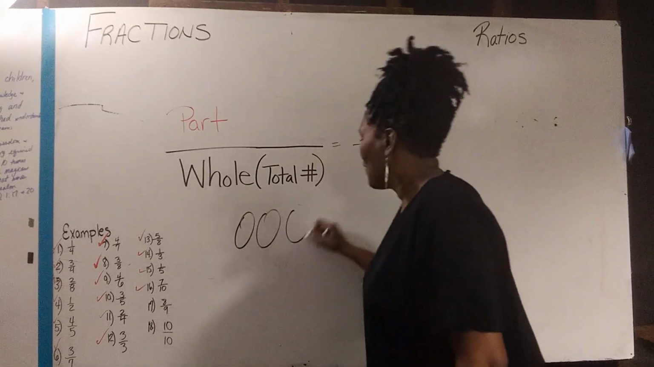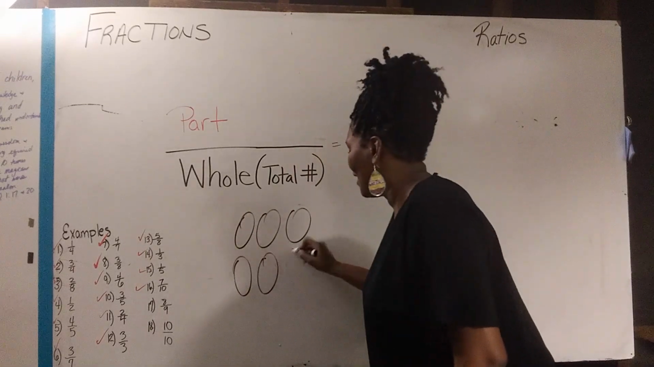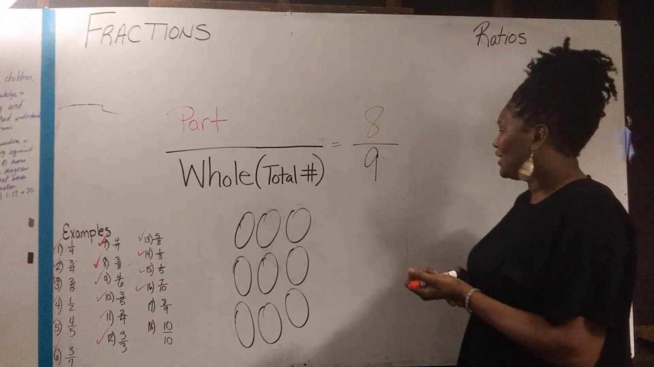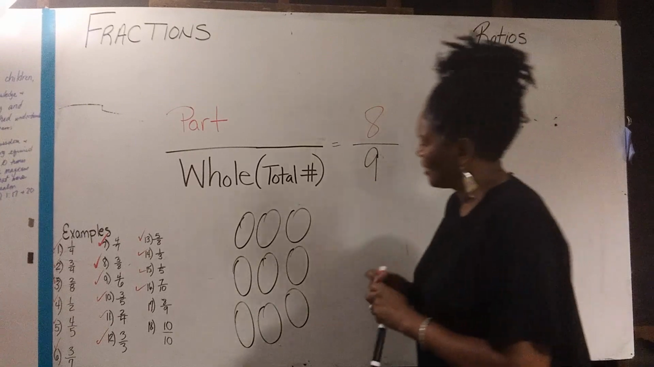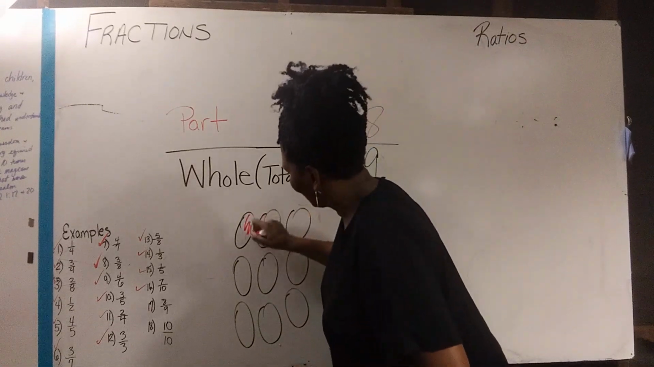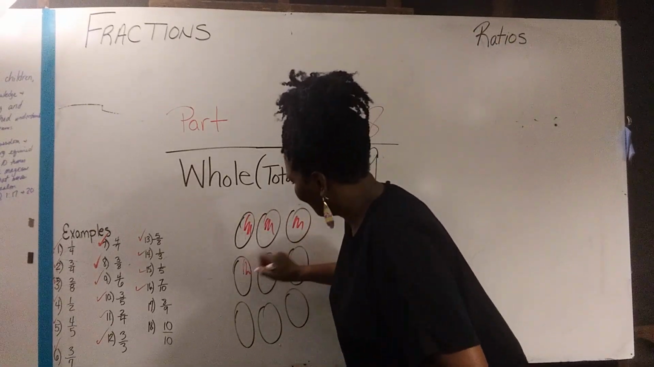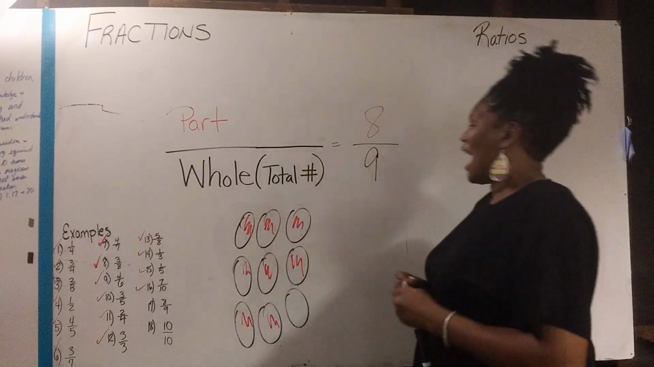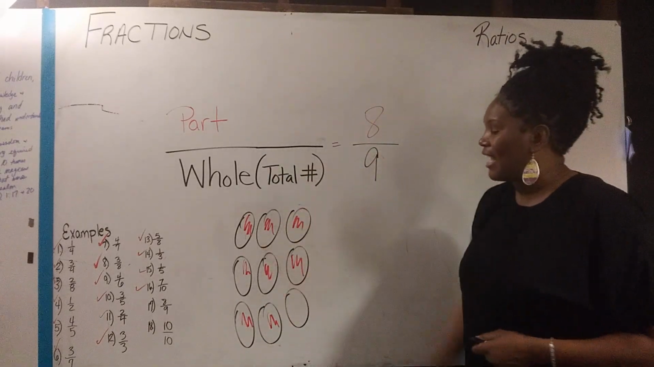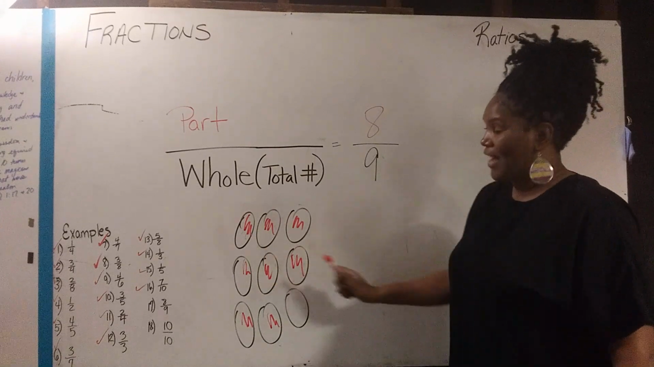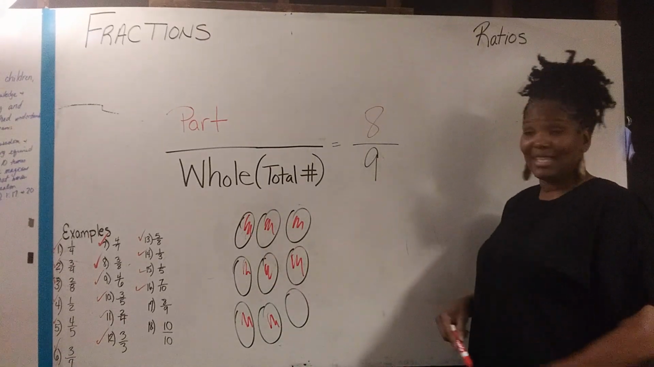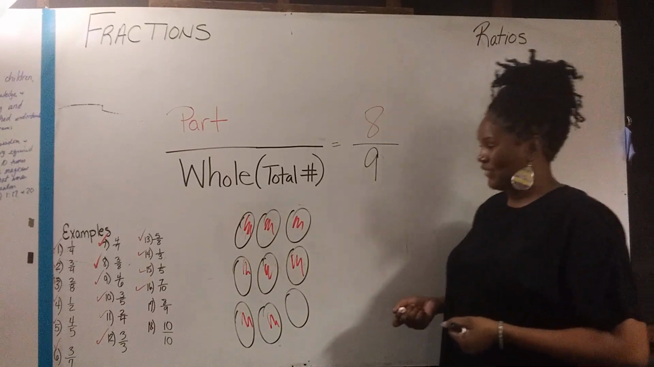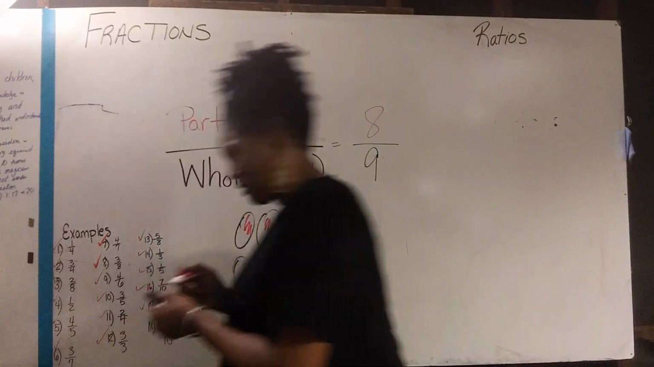1, 2, 3, 4, 5, 6, 7, 8, 9. How many are we coloring in? 8 of them. 1, 2, 3, 4, 5, 6, 7, 8. Our answer is 8 ninths because 8 of our 9 circles are colored in. Good job. Did we get it right? Yes, we did. Give ourselves a check mark.